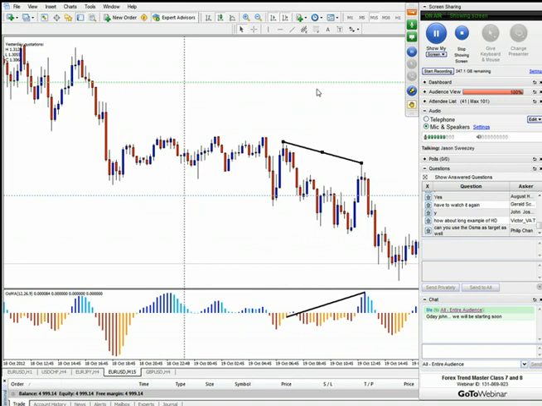Can you use the OSMA as a target? I don't know how you'd use it as a target. I only use it as an entry. No, I don't use it as a target, Phil.